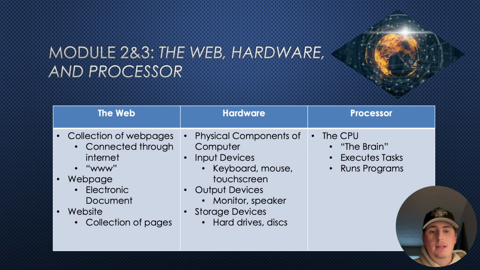Modules 2 and 3 dive into the web, hardware, and processor. The web is a collection of web pages. It's connected through the internet, which is what the www stands for, the World Wide Web, which is a connection through the world. And a single web page is an electronic document. This just means that anything we search up is a web page, and it is an electronic document.